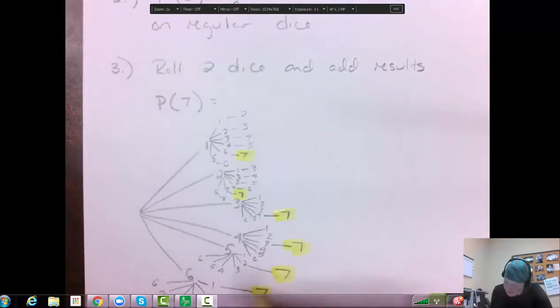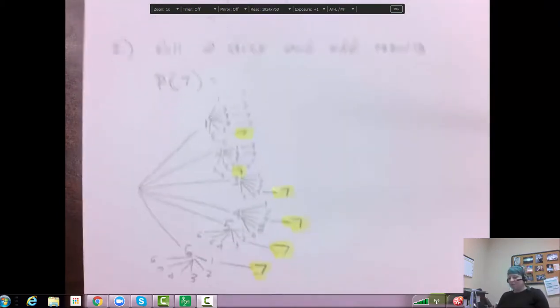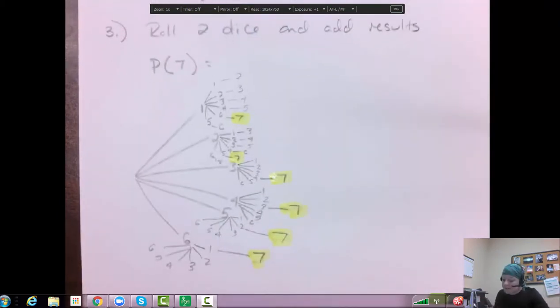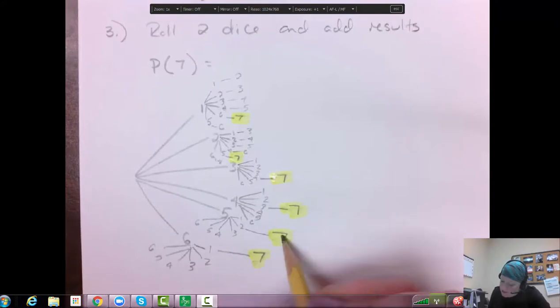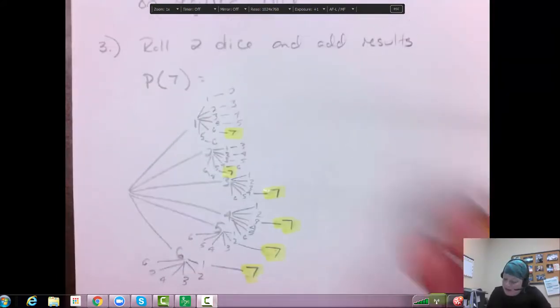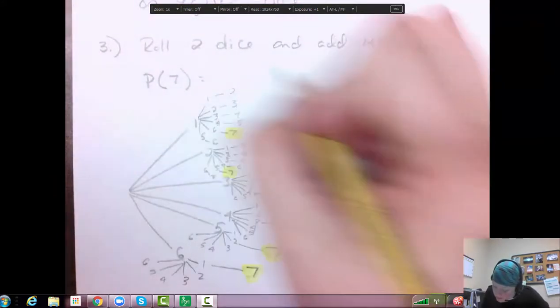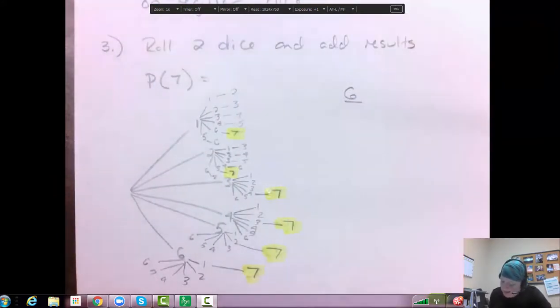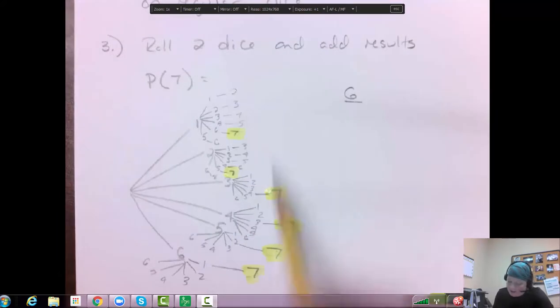So this is kind of why we've thought about permutations and combinations, and you can use some of that logic for some of your probabilities. But for this one, there are 6 different ways to make a 7. I'm going to write my probability over here. And how many total ways were there?